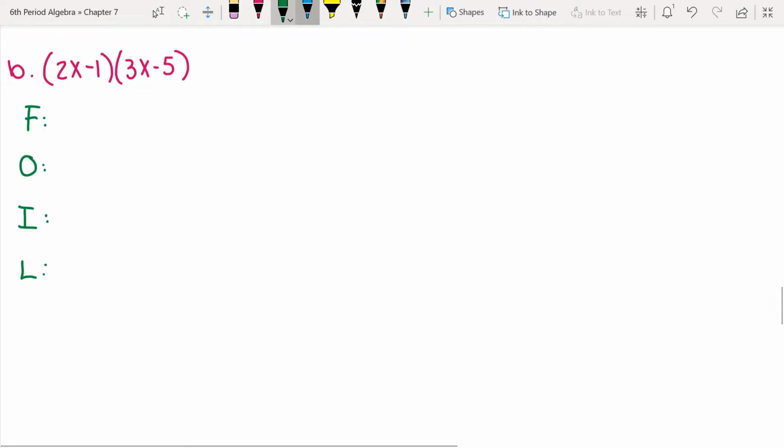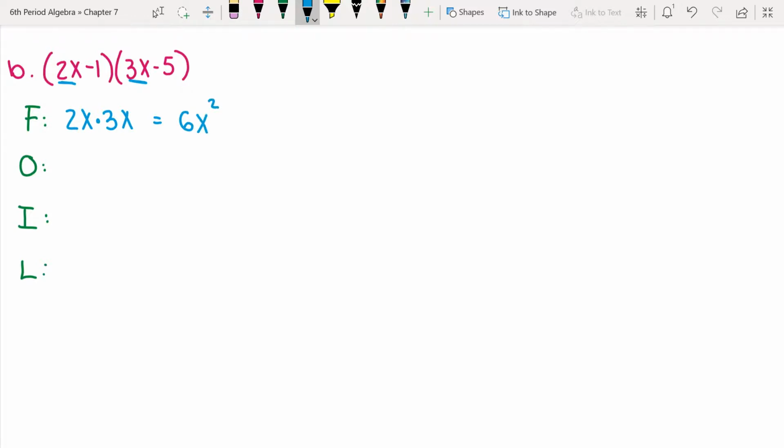First terms means the first within each set of parentheses. That's 2x and 3x. So I'm going to say 2x times 3x. Well, here I can multiply my normal numbers or my coefficients, which is 2 times 3, that's 6. And then I can do x times x, which is x squared.